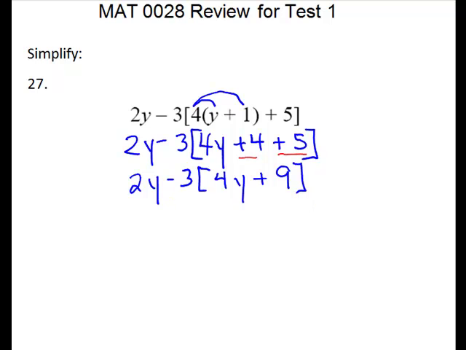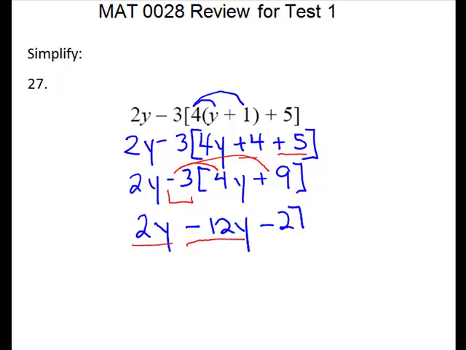So we're going to distribute the negative 3 to the terms in the bracket. Negative 3 times 4y is a negative 12y. Negative 3 times 9, negative 27. Now the bracket comes off. Bring down your first term. And the y terms are like terms, so they can go together. 2y and minus 12y. Different signs, going to give us a minus 10y minus 27.